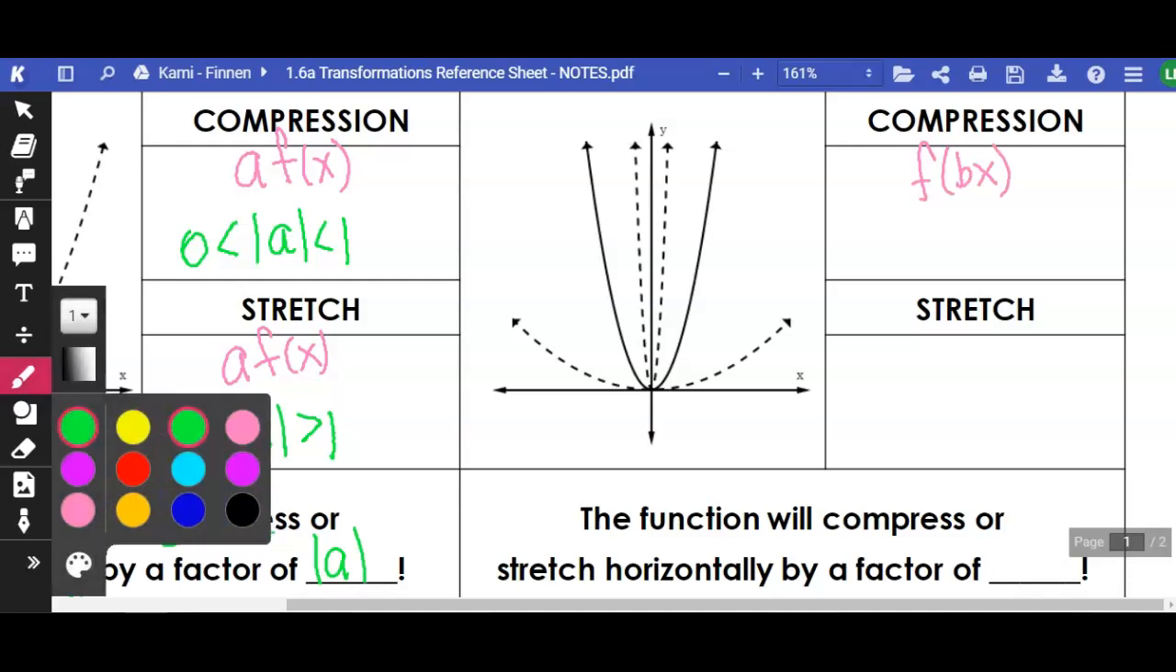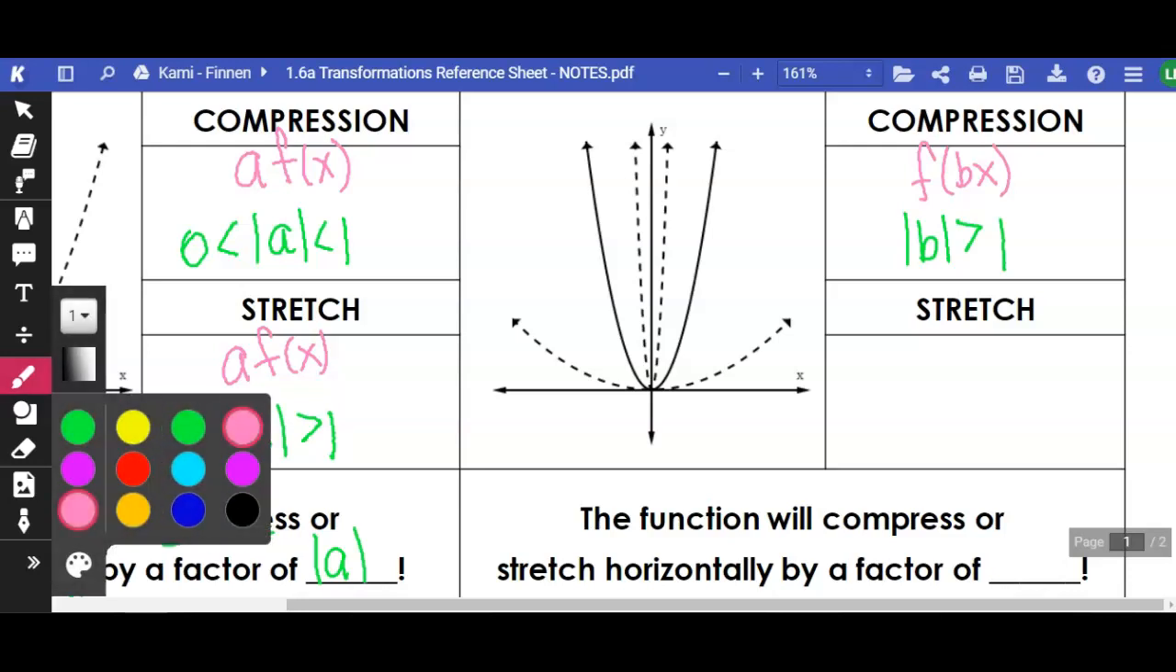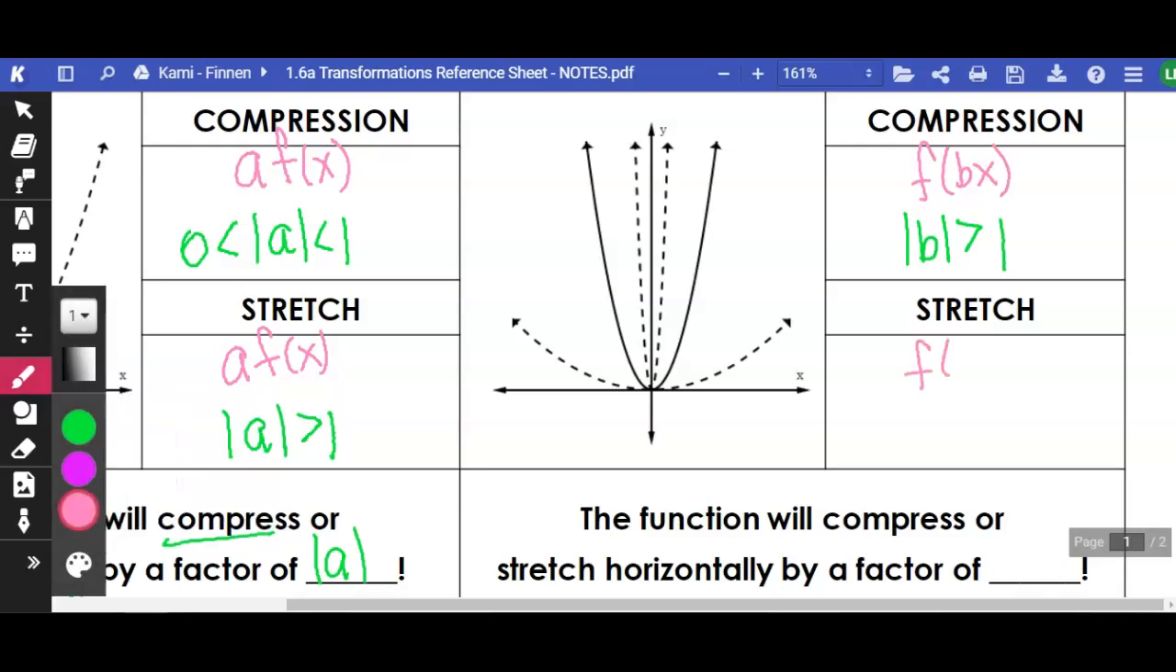And here, if the absolute value of b is greater than 1, so like if this was 3 times x, that's a compression. Because remember again, x lies. So it looks like it should be 3 times as big, but it's not. Okay? And then a stretch, again, it's just f of b times x.